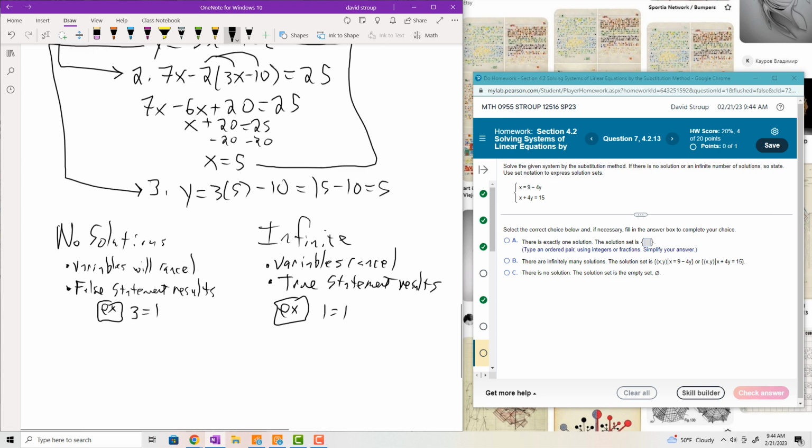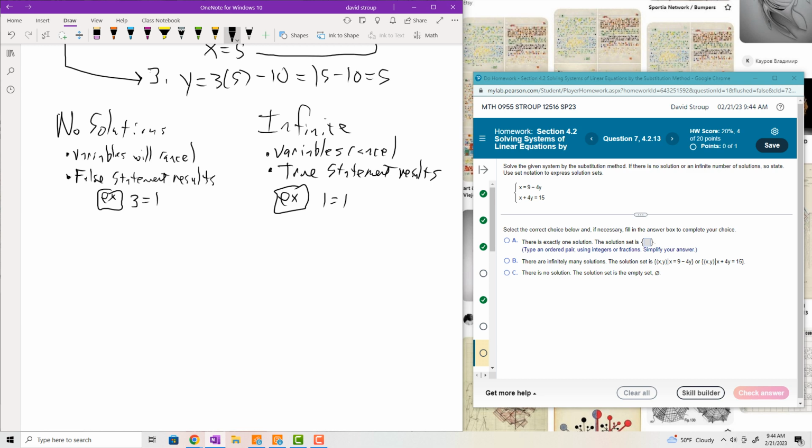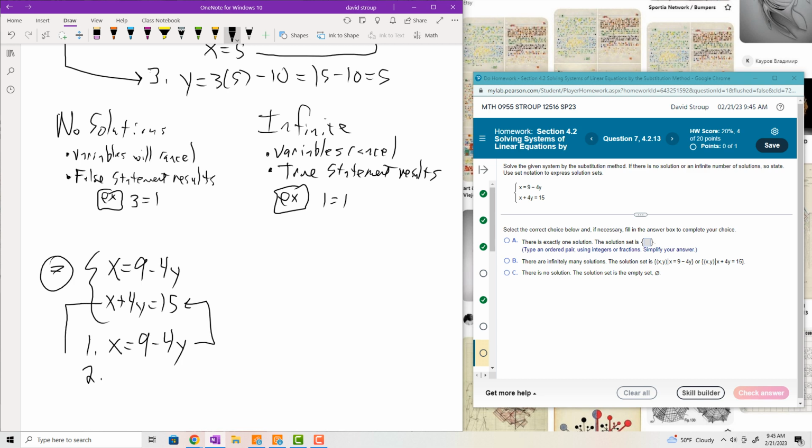Okay, so let's look at problem 7. In my system, x equals 9 minus 4y, and then x plus 4y equals 15. Okay, so that first equation is solved for x. So I go ahead and just recopy it. I'm going to plug that into the unused equation. So I plug that in right there. In place of x, I'll put 9 minus 4y, and then plus 4y equals 15.